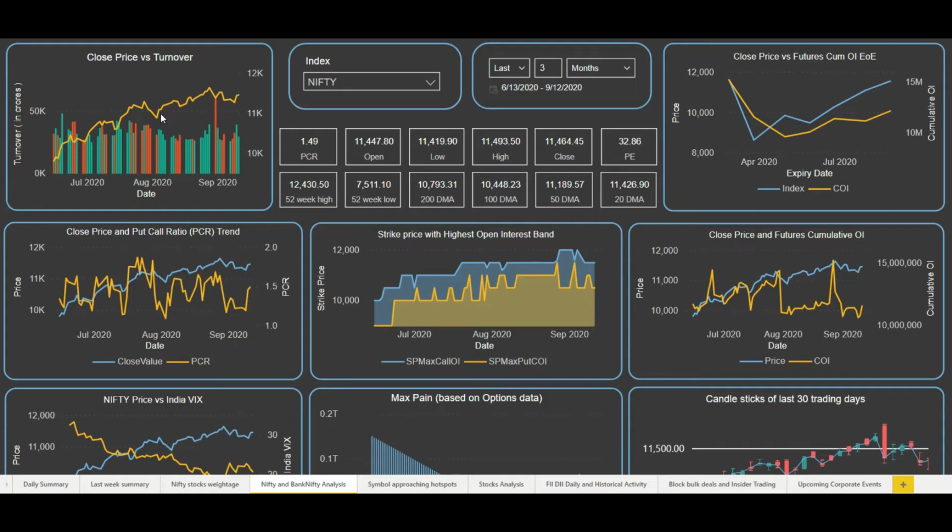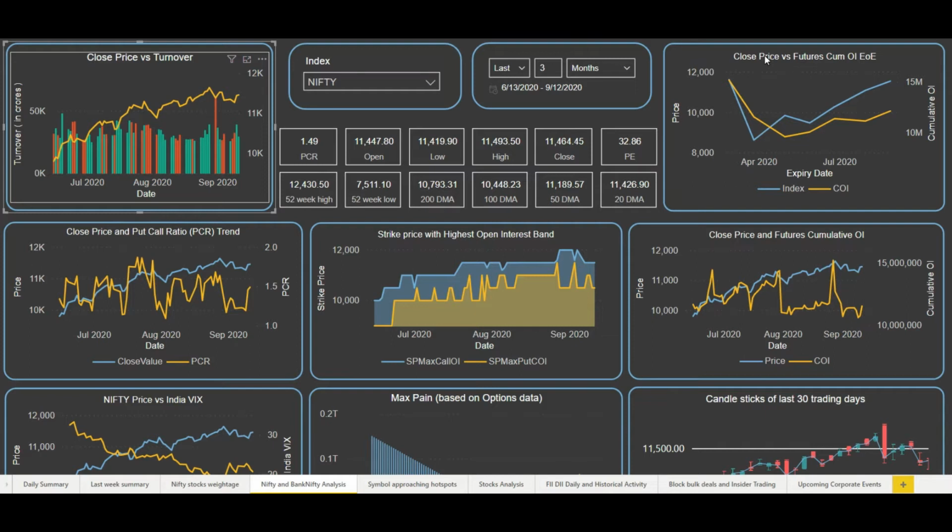Let's start with the top one, that is the top left. You can see the metrics or the chart which we are showing. This tells about the close price versus turnover. So what is turnover? Turnover means the total transaction done on that particular day on the index. Right now we have chosen Nifty, so you can see the total money transaction.